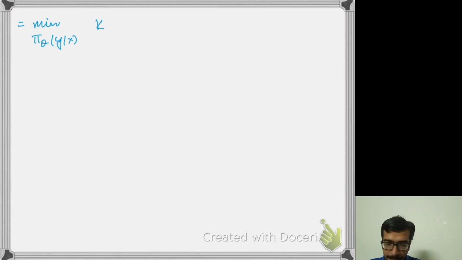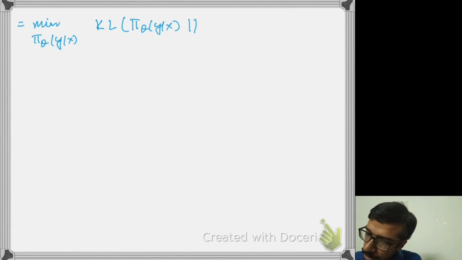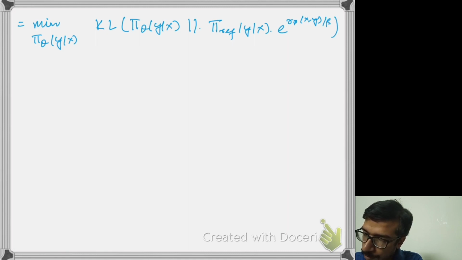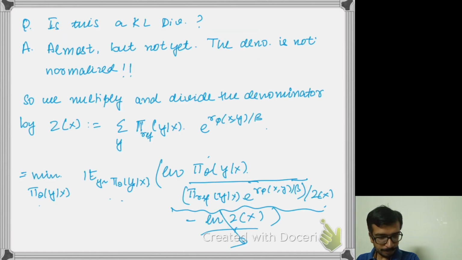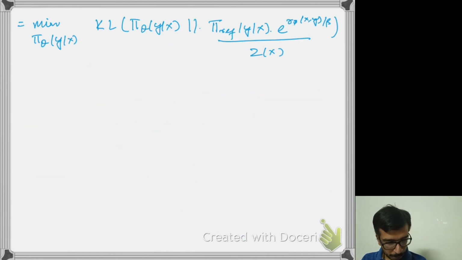So this is indeed a KL divergence, and I can write it as minimization over the distribution pi theta y given x of KL divergence between pi theta y given x and pi ref y given x times exponential of r phi xy over beta. Okay.